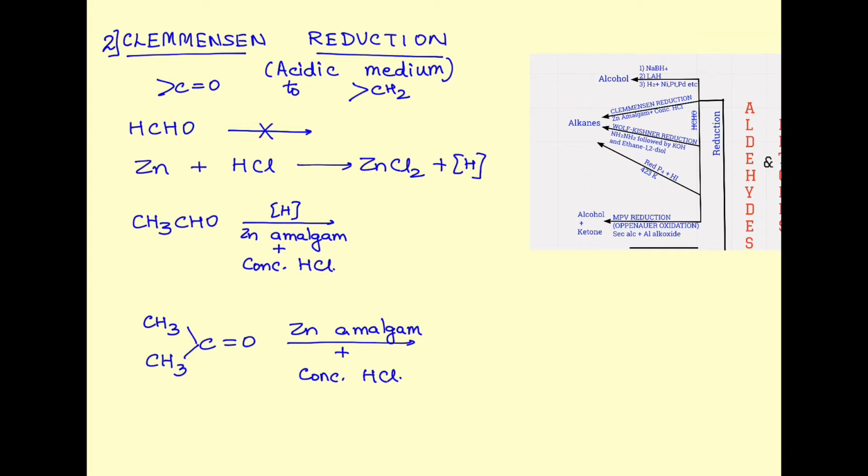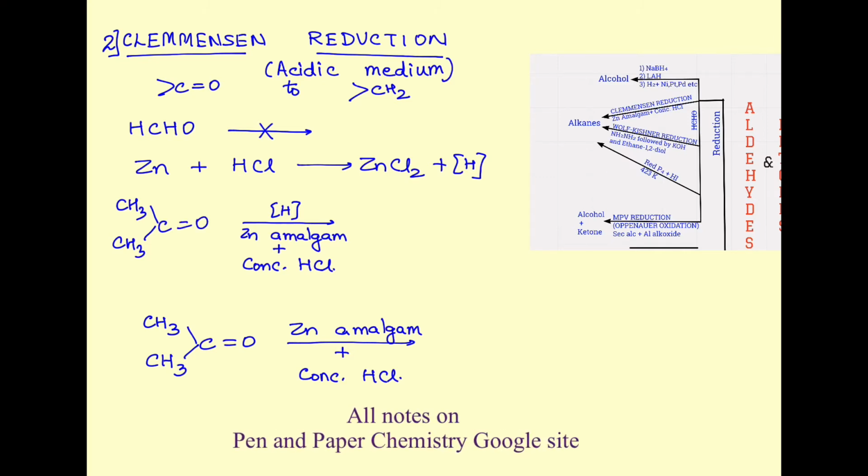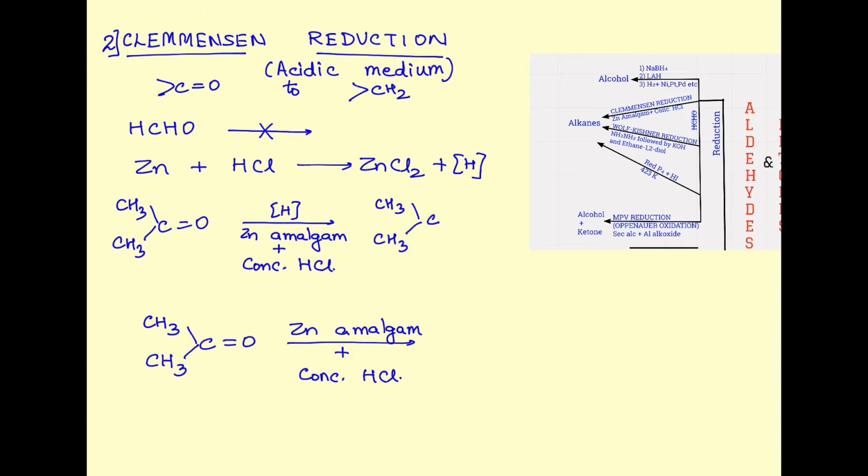Let me give you another thing to write. CH3, C double bond O, because as we said, this reaction is applicable for aldehydes and ketones. So what product will you get over here? What do I replace the double bond O with? Yes, CH2, and the product would be propane. Got it? Well done. Okay.